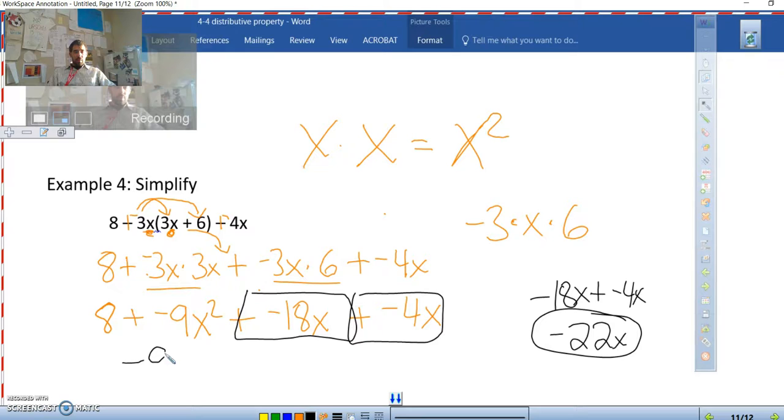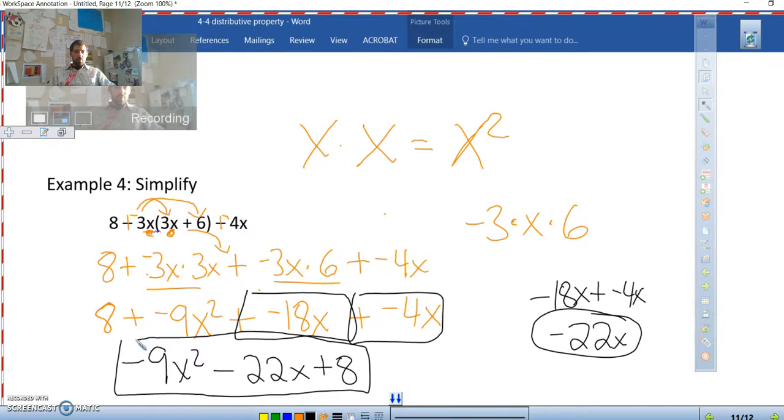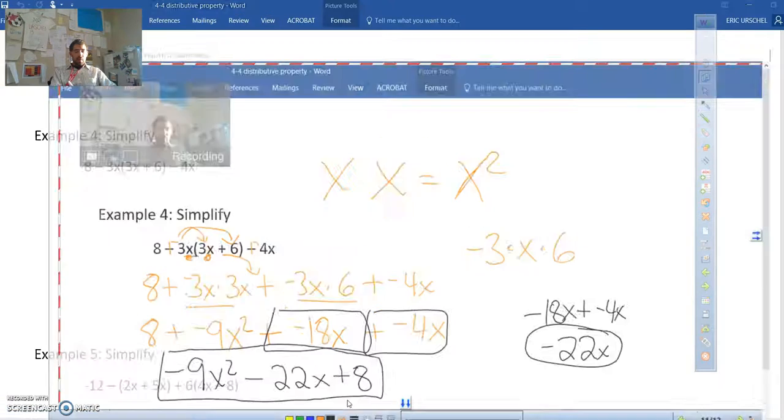So we have negative 9x squared. We want to list this first because that's the greatest exponent. Minus 22x plus 8. Negative 9x squared minus 22x plus 8 is our final answer. It got more complicated, no doubt about it, guys, but these are the types of problems you're definitely going to be expected to know how to solve.